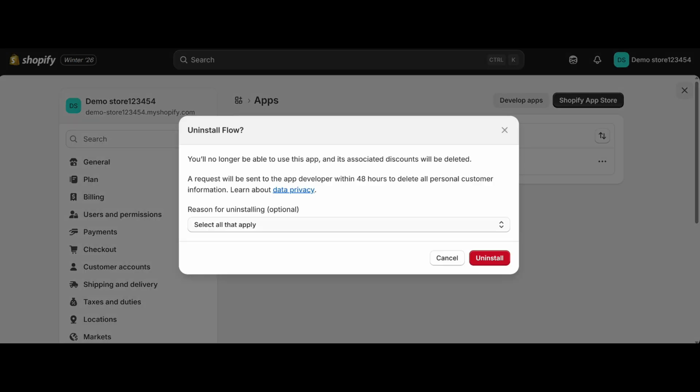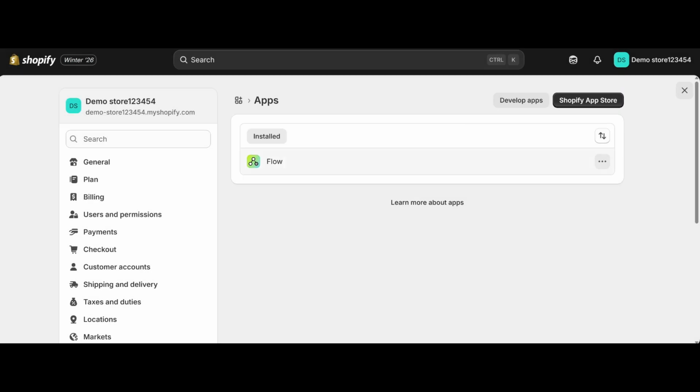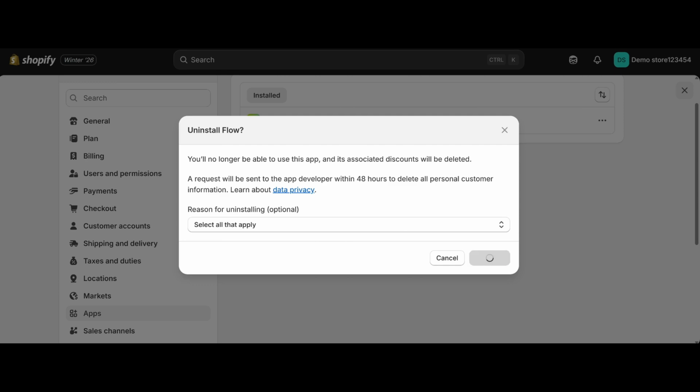Think of apps like home renovations. You don't remodel your kitchen before you've even lived in the house. You figure out what's missing, then you upgrade strategically.